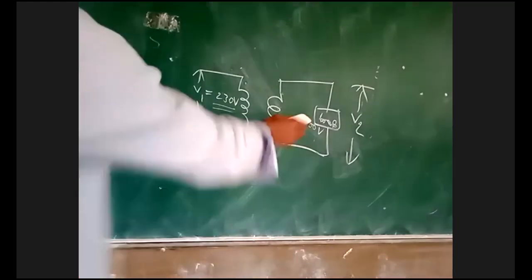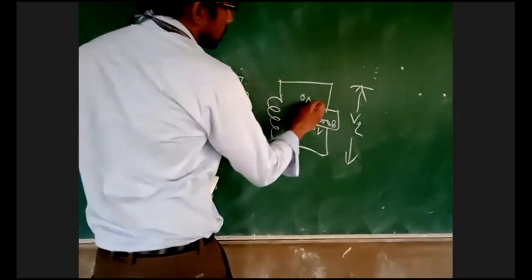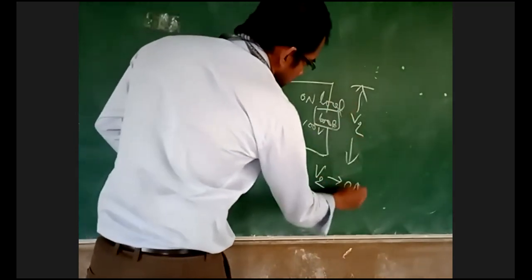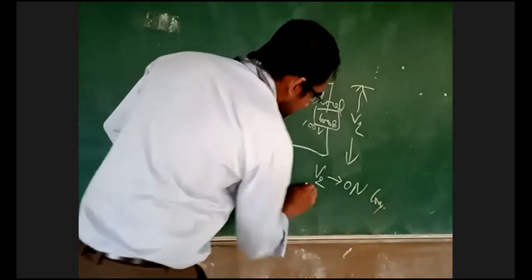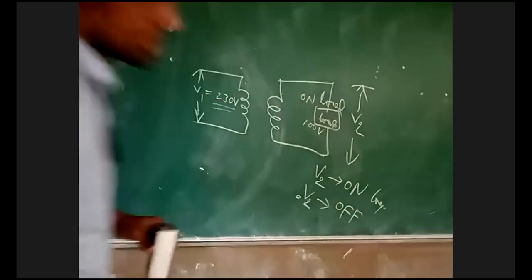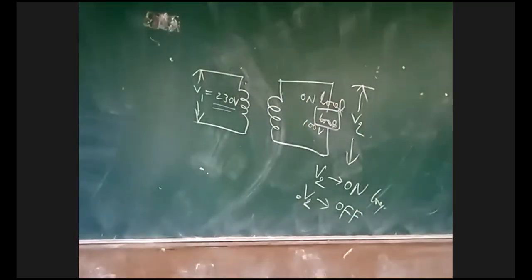This is during on load. V2 is the voltage during on load. V2 naught is the voltage off load, the open circuit no load voltage. Which one is greater among these two, off load or on load voltage?